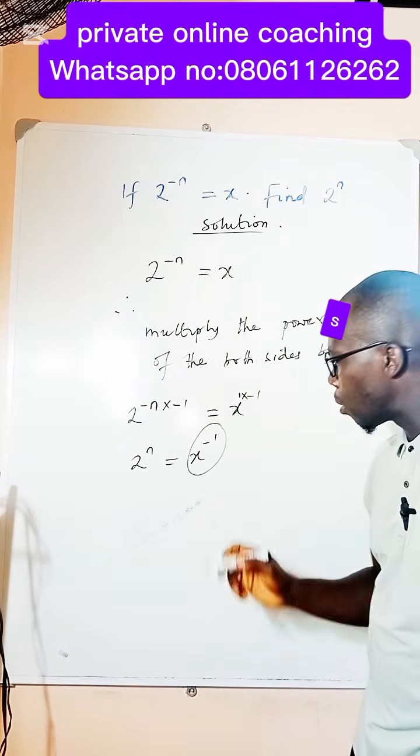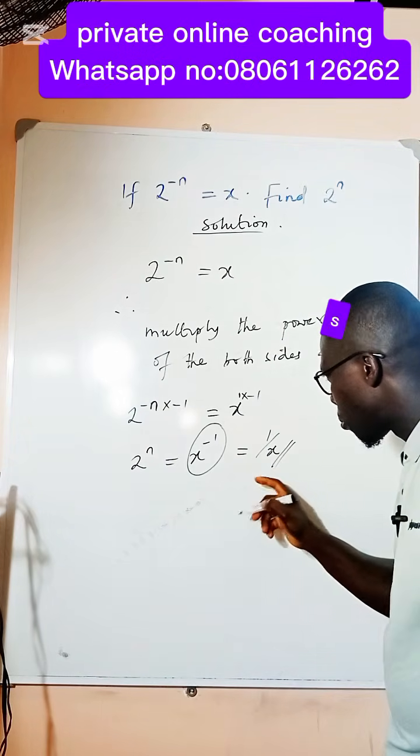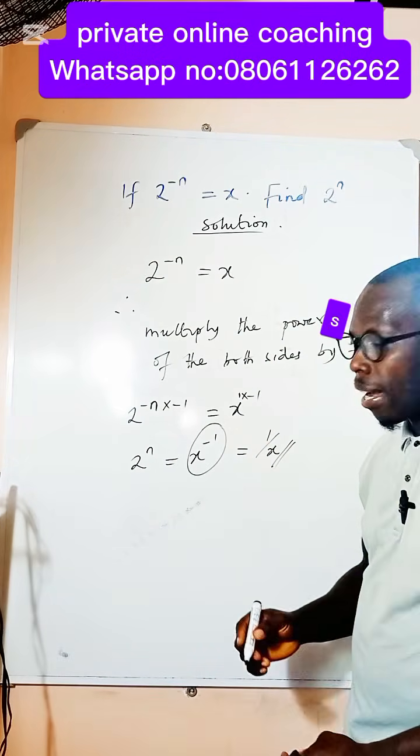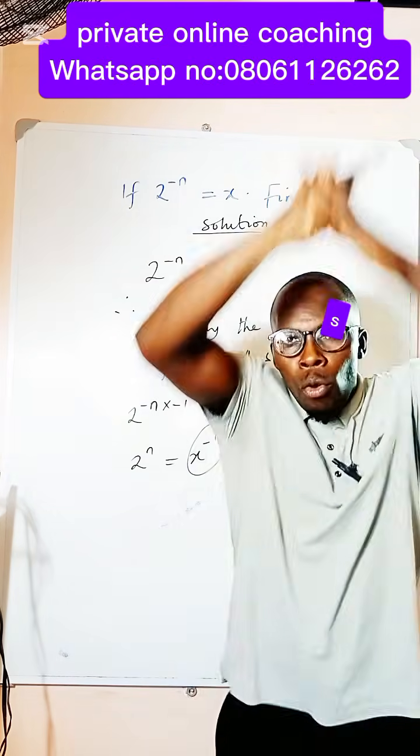So 2 to the power of n, which is what we are looking for, becomes x to the power of negative 1, which is the same thing as 1 over x, because this is an inverse. All right, and that becomes our final answer.